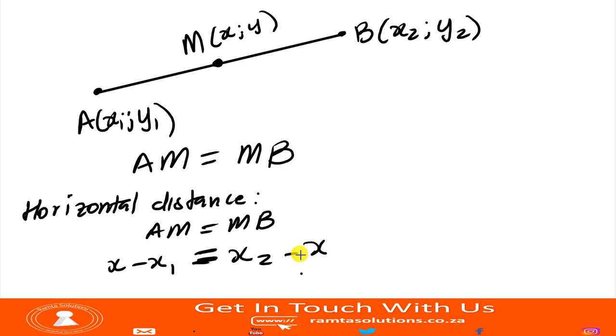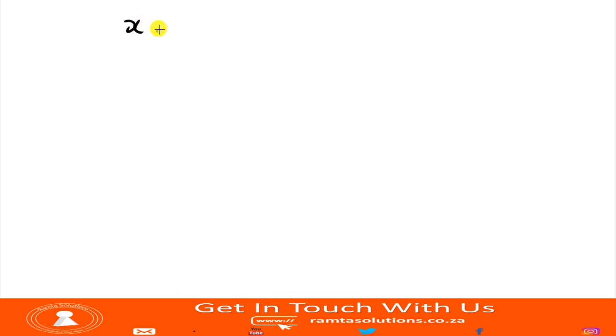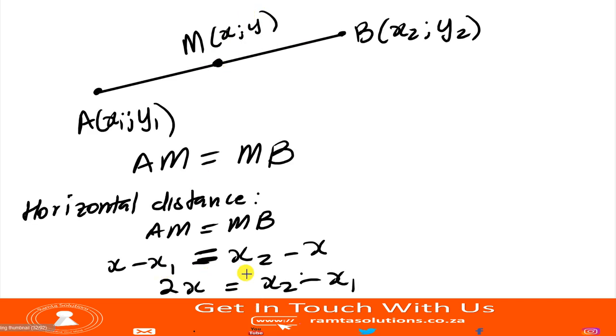Now, when you look at it, this x is negative, so therefore 2x equals x sub 2 plus x sub 1. We are looking for the value of x. Going to the next page, it'll be x equals x sub 1 plus x sub 2 all over 2. This is how you get the central point. Sorry, it's supposed to be plus, not minus. This x value is negative here, so when it goes to the other side, it will be positive.